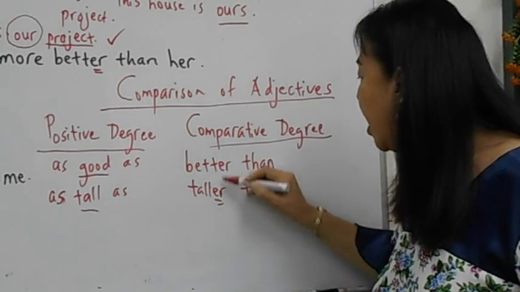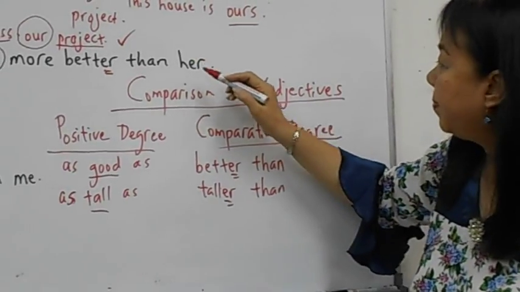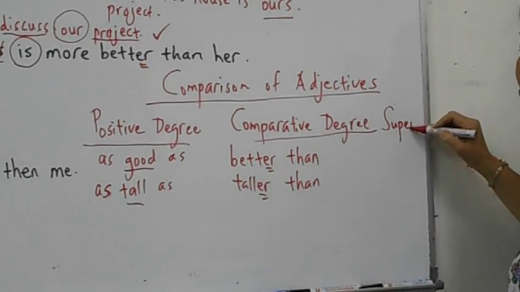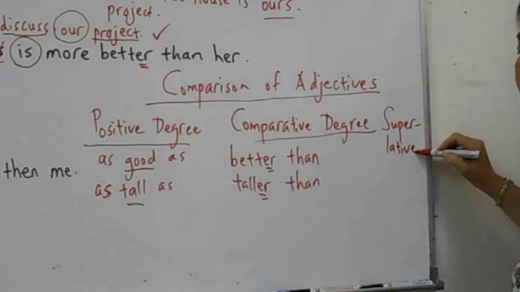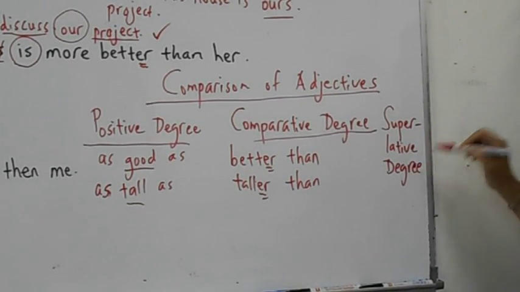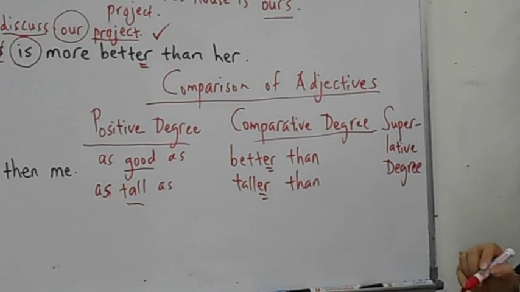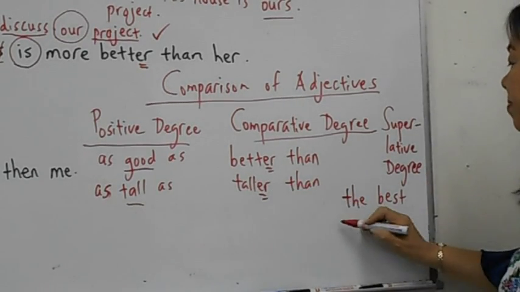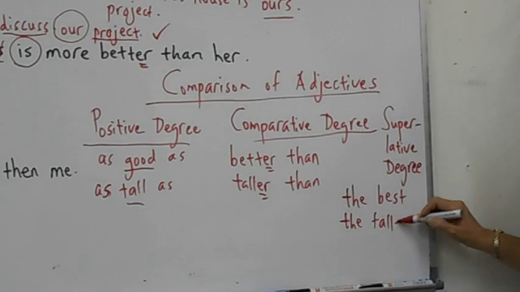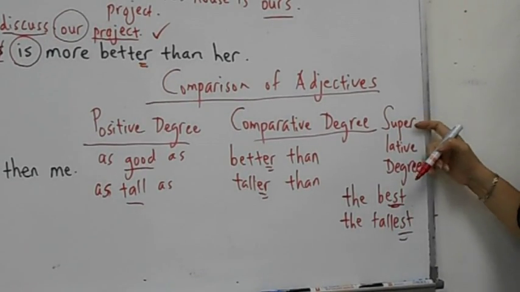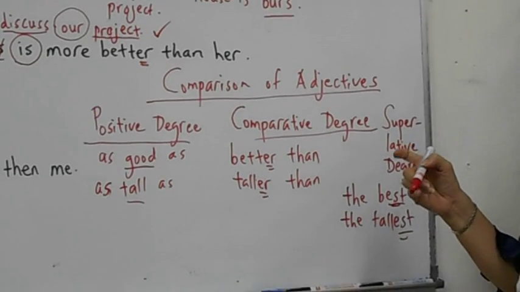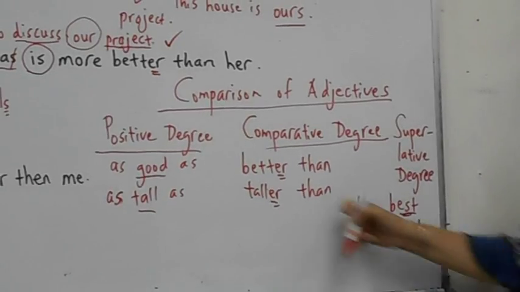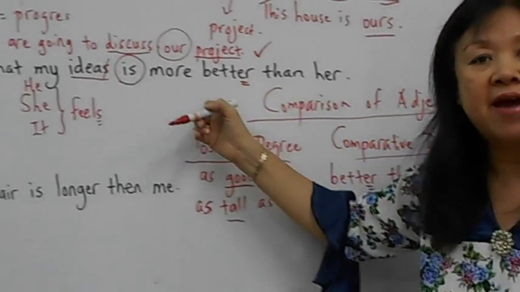So you see, ER goes with than. And here, one more is called the superlative degree. Superlative. When it is as good as, better than, superlative will be the best. And taller than becomes the tallest. So you can see, EST is called the superlative degree, the highest degree, comparison between or among 3 or more than 3. So the best, the tallest. Better than, taller than. So again, the error is here.